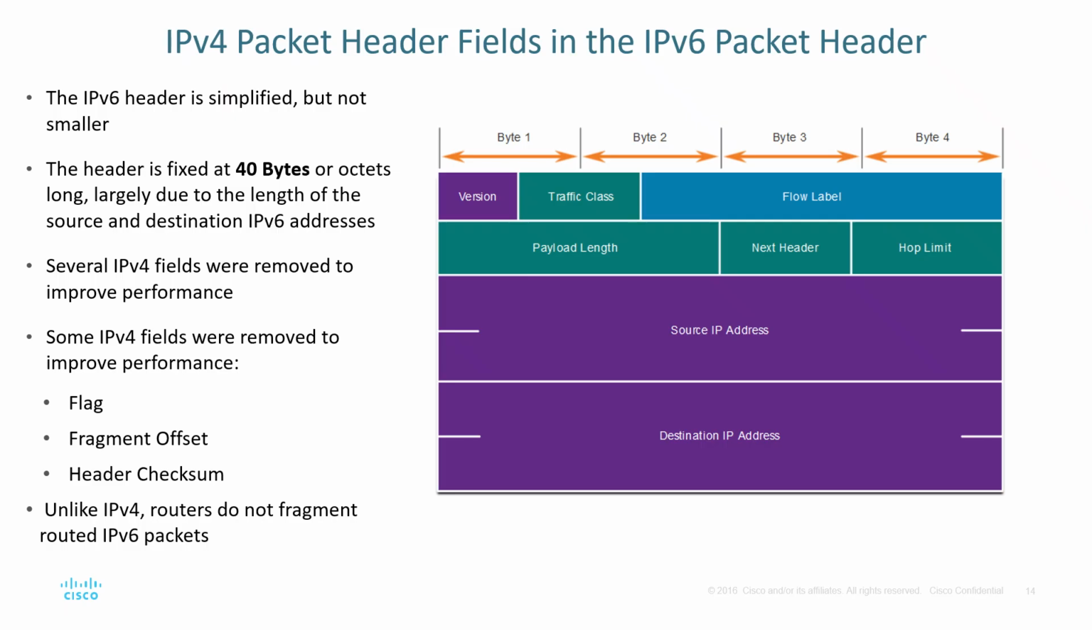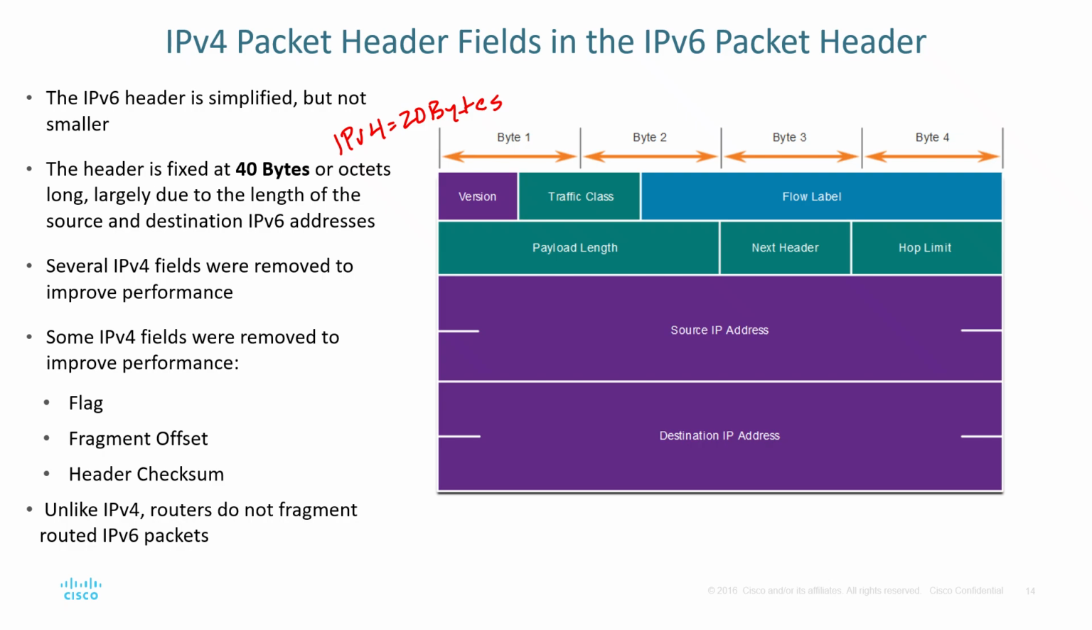It has a header that is simplified. I'm sorry, the header is simplified but not smaller. The header is fixed at 40 bytes of information. An IPv4 header is 20 bytes of information. And that is largely due to the fact that IPv6 addresses are 128 bits for source instead of 32. There are several fields that were removed to improve performance.